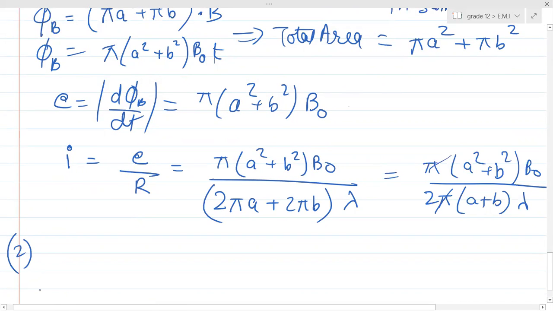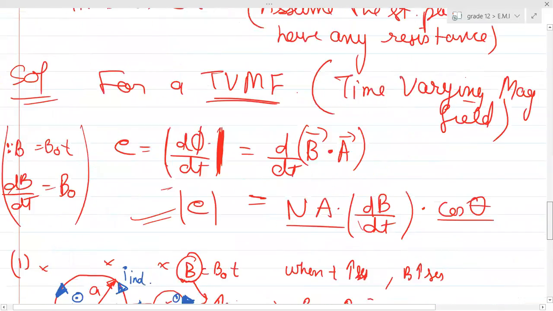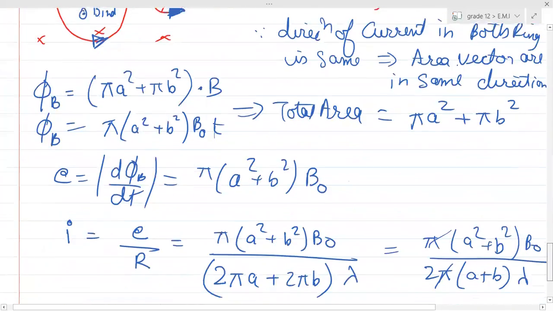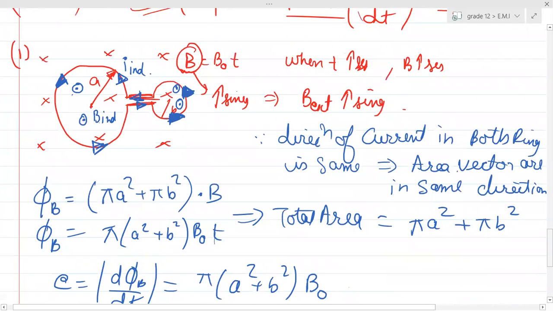Second case, guys. Sir, why did we take 2 pi a plus 2 pi b? Because the length of this wire, can you see the length of this wire is 2 pi a. The length of this is 2 pi b, and I told you this straight part is resistance less. I wanted to find out the resistance, right?